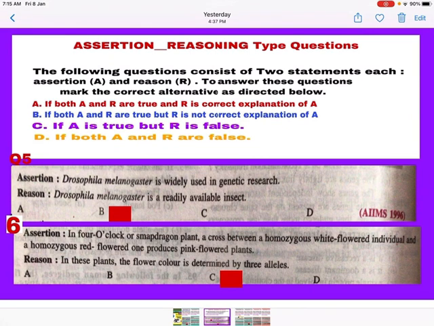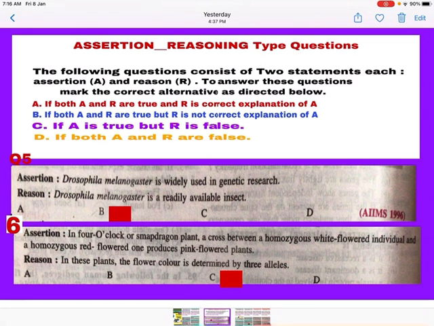Question number 5. Assertion: Drosophila melanogaster is widely used in genetic research. Yes, it is widely used in genetic research. Correct statement है ये. Reason देखिए क्या लिखा है: Drosophila melanogaster is a readily available insect. This is again the correct statement but not the correct explanation. तो क्या है correct explanation? Drosophila melanogaster is widely used in genetic research because it can be grown easily in synthetic medium in the laboratory. It completes its life cycle in 2 weeks and moreover, in a single mating, it produces large progeny.